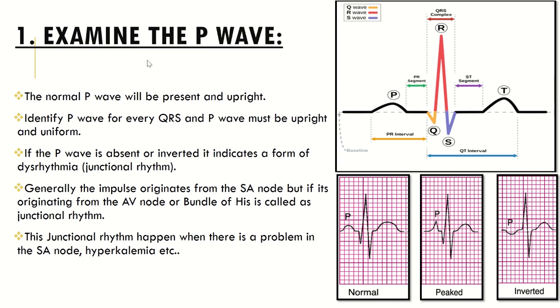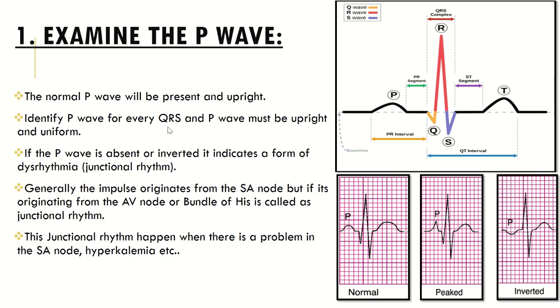First is to examine the P wave. The normal P wave will be present and it will be upright. As you can see here, it is present and upright. It is not downward. In some cases, it will be peaked or inverted downward. These are some of the abnormal P waves. But normally it should be present and it should be upright.